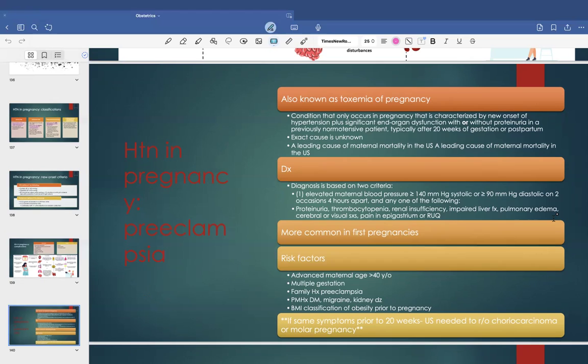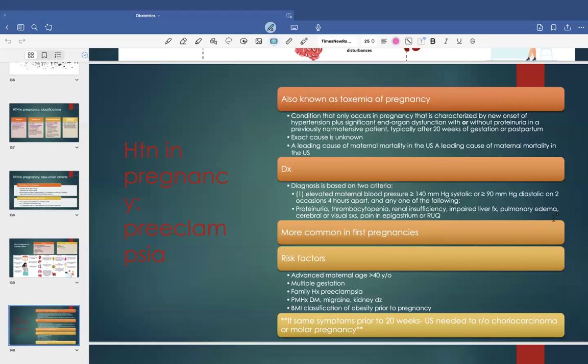More common in first pregnancies. I have 2 friends that both delivered babies after 40, one in January, one in February, both had postpartum preeclampsia. One was on her 2nd pregnancy, the other was her first time. Risk factors: advanced maternal age, over 40 years old, so both of them checked off that one. Multiple gestation, family history of preeclampsia, past medical history of diabetes, migraine, kidney disease, BMI classifications of obesity prior to pregnancy.